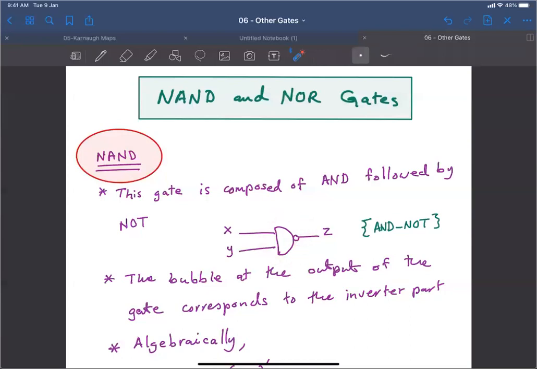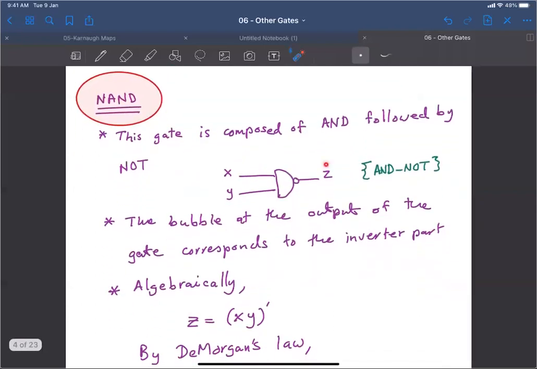This representation of the NAND is called the AND-NOT representation. The bubble at the end, as I said, corresponds to the inverter part. Algebraically speaking, Z is equal to XY and the whole thing complemented. If you apply De Morgan's law, who can tell me what this is? X complement ORed with Y complement. Excellent.